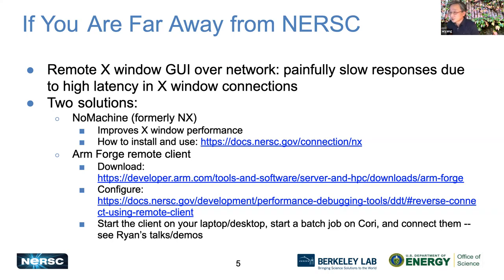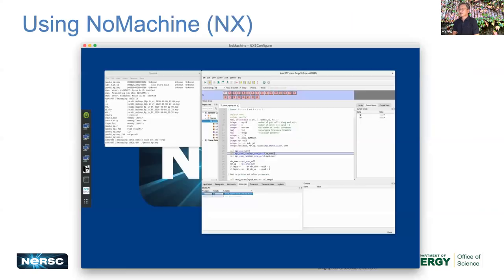NERSC users are using the NoMachine NX tool quite a bit. If you go to the NX webpage, it will show you how to install the client and how to set it up for NERSC. Another one is the ARM Forge remote client. You install the remote client on your laptop or desktop, but you start a batch job on Kori and then connect them together. My slide shows how to configure the remote client so that you can work with the batch jobs on Kori. Ryan will probably show you during his talk and demo, but I just want to cover how to configure it here.